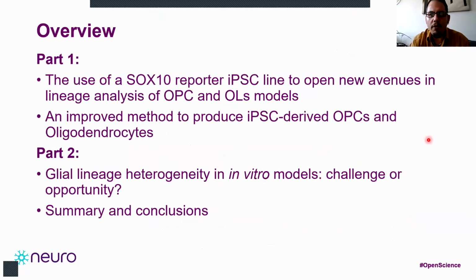So I will mainly show you two parts that are interconnected to each other. In part one, I will show you our latest publication, our latest effort, in which we utilized a reporter line expressing a fluorophore under the important oligodendrocyte transcription factor SOX10, and how we exploited this model to improve an existing method to produce OPCs and oligodendrocytes from iPSCs.